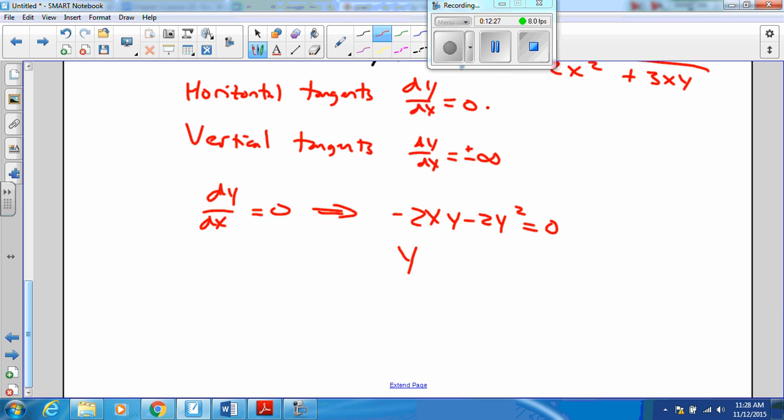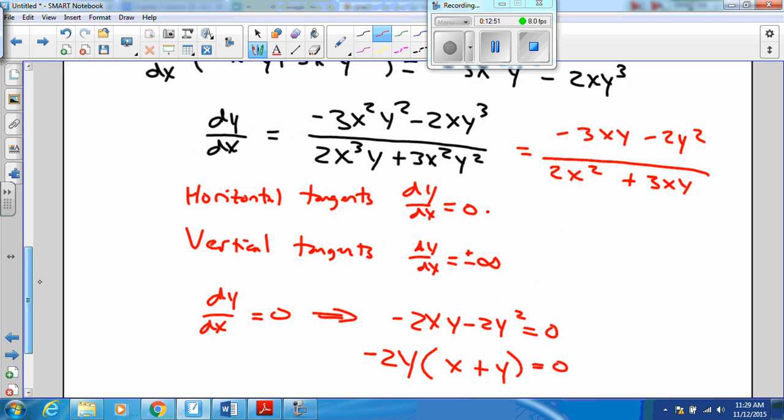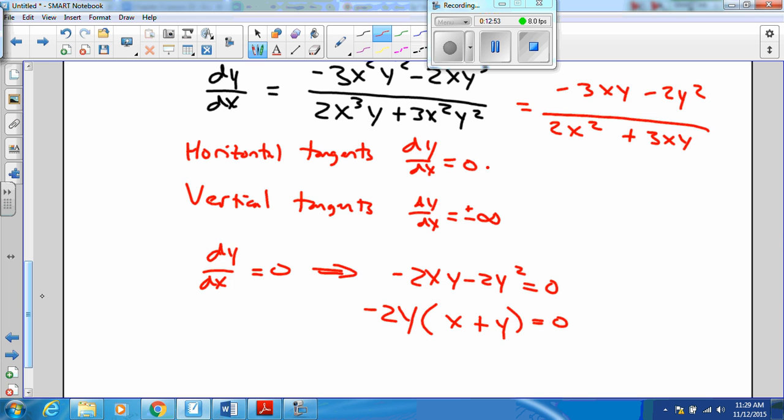I see a y. I see a 2y. I see a negative 2y. And when I factor out a negative 2y, what is left behind? X minus y. Not x minus y. I factored out that negative 2 equals 0. So this now gives me... Isn't it negative 3x? Yes. You're right. I copied it wrong.